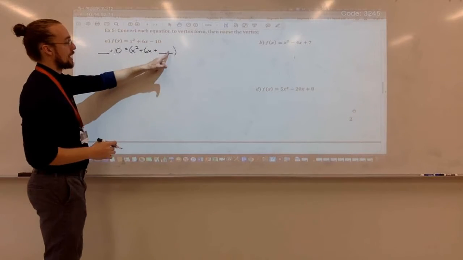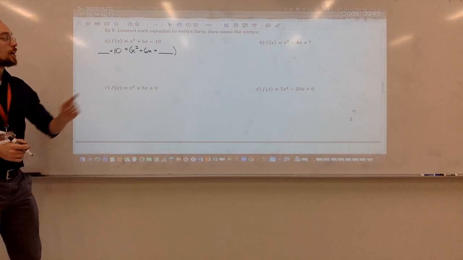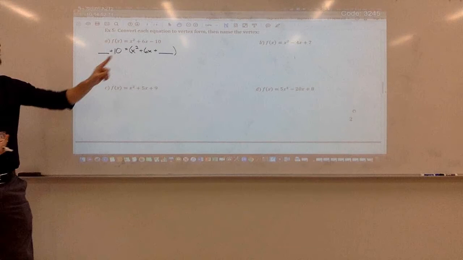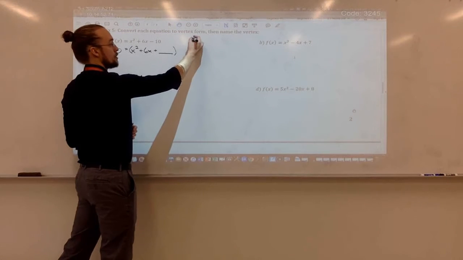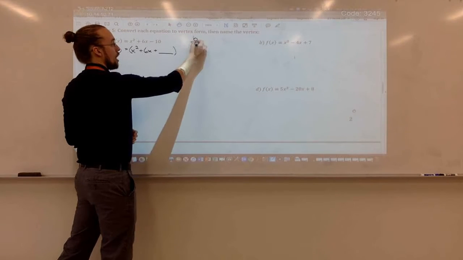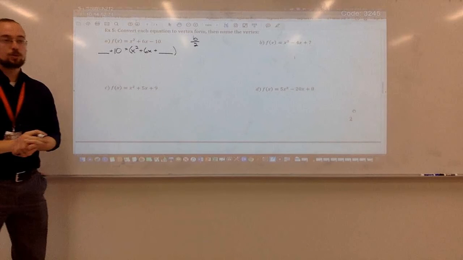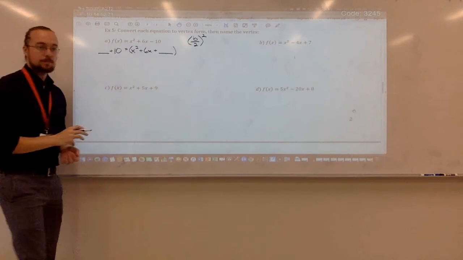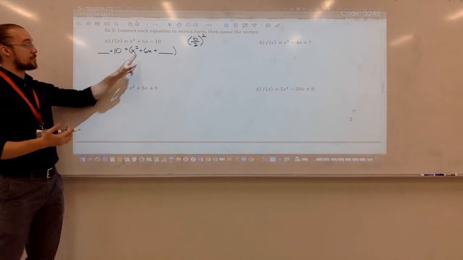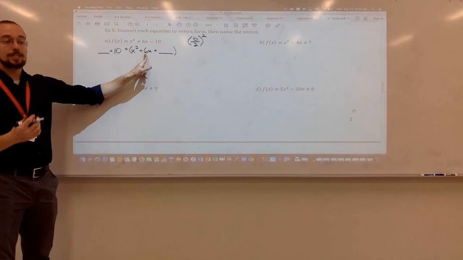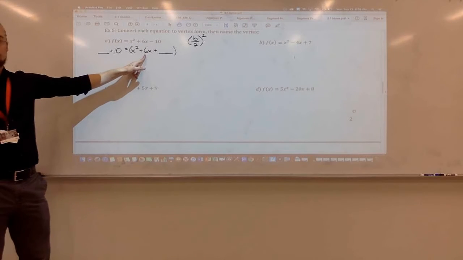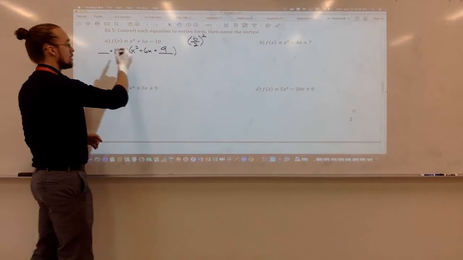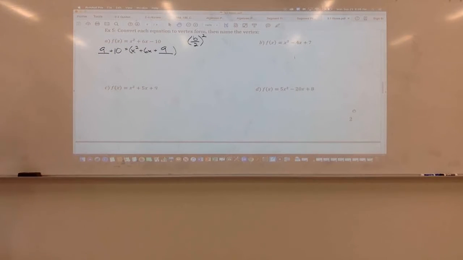This number that I add to both sides, I'm going to take my b term, which is whatever number is in front of the x. Divide that by 2 and square it. So in this case, I'm going to take 6 divided by 2. We get 3. And then 3 squared is 9. I'm going to add 9 to both sides here.